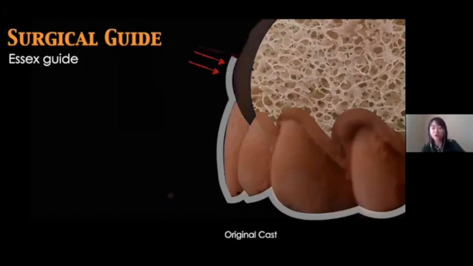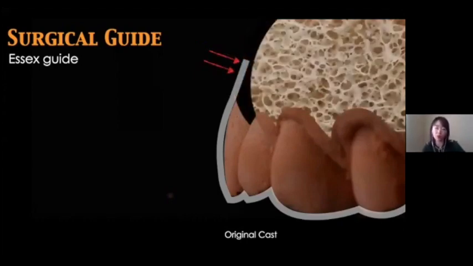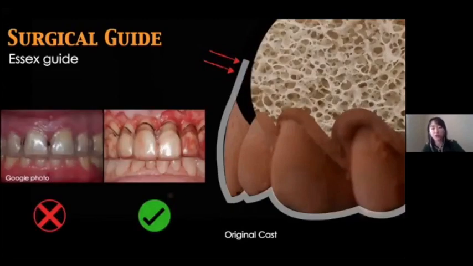So what I personally usually do is mark where my margin is on the cast and trim the stone away with a high-speed handpiece. Then I just do a suck-down on this one. In this way, the guide will be much closer to the bone and you don't have the issue of non-fitting. Here's an illustration showing what is a proper esthetic guide and what is a non-proper esthetic guide.